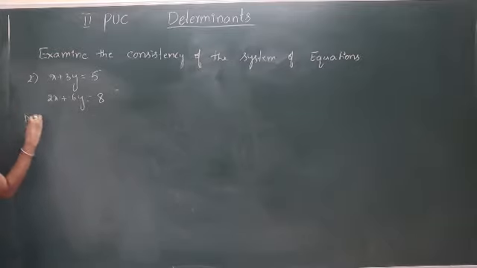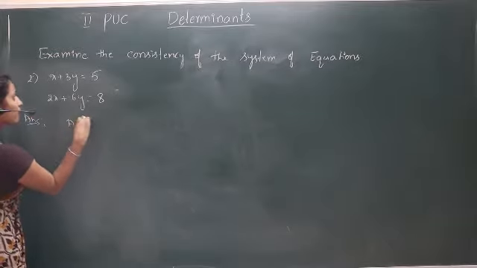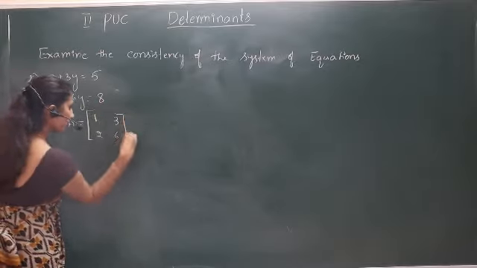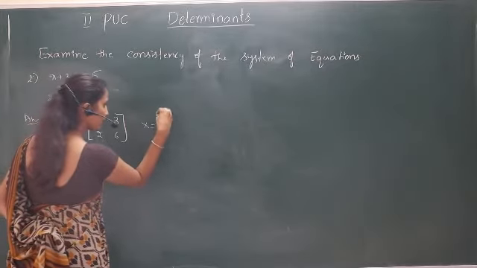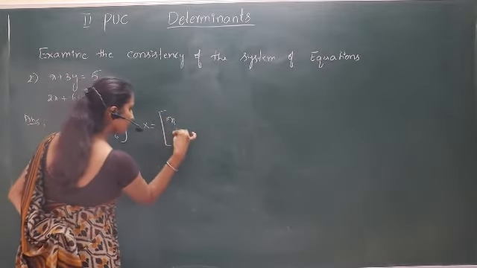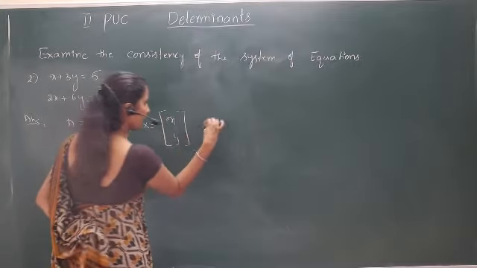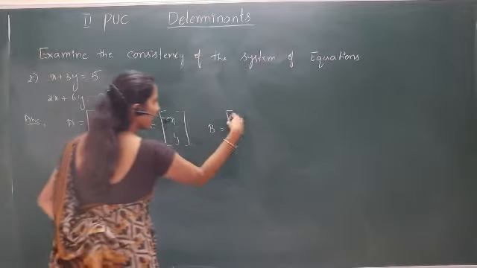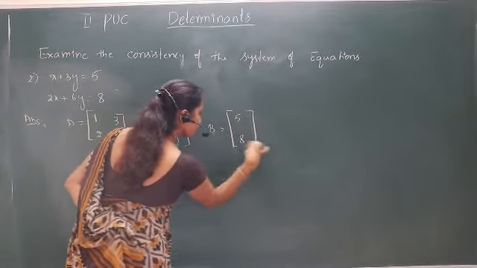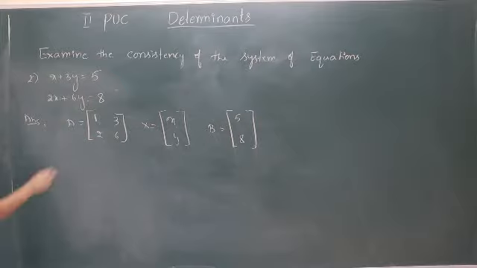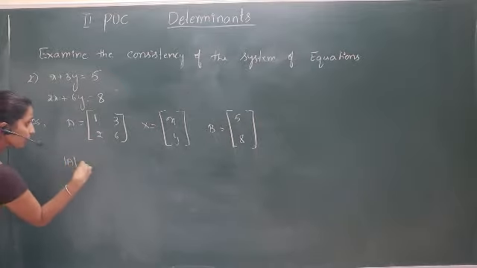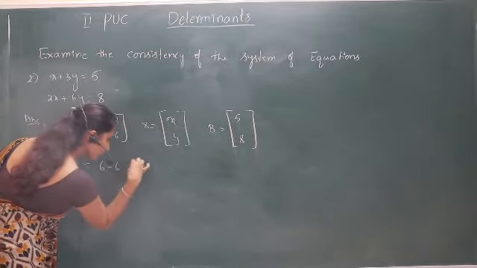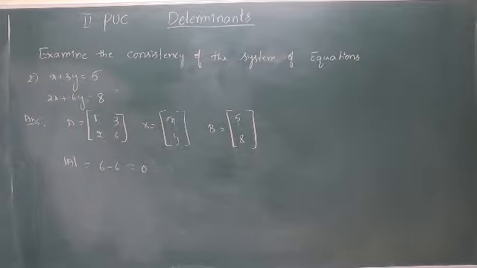So we have to write A. A will be 1, 3, 2, 6. X is the column of unknown variables x and y, and B is 5, 8. After that, find the determinant of A. The determinant of A is 6 minus 6, that is equal to 0.